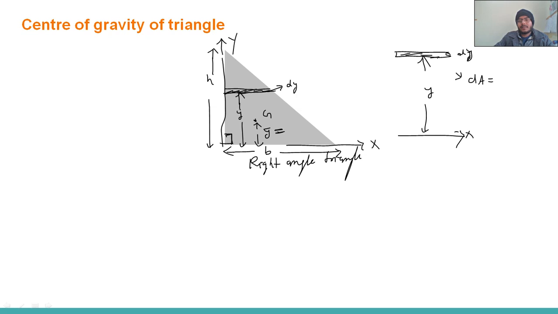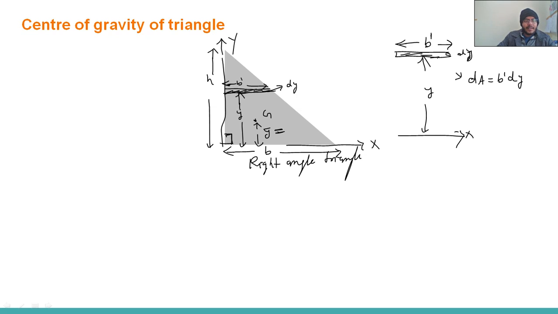So from here we can write dA is equal to the area of this small segment, length into width. What is this length? That we don't know. Suppose this distance is b dash. So dA will be b dash into dy. Now how will we calculate this distance b dash?